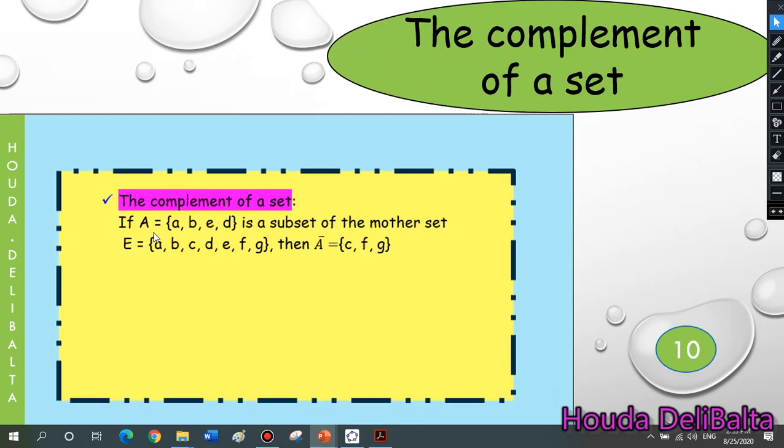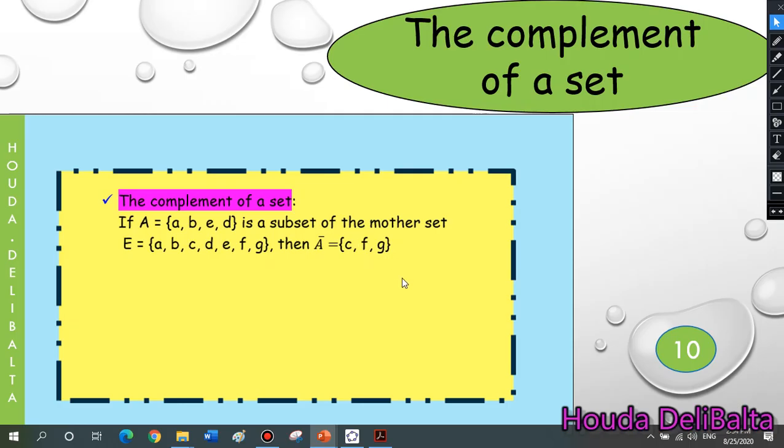Let's notice this example. If the set A includes the elements A, B, E, and D, and this set A is a subset of the mother set E, or sometimes we call it the universal set E, that includes A, B, C, D, E, F, and G. So notice that A is a subset of E. Then the complement of A in E, which we usually represent by A bar, is the set including the elements C, F, and G.